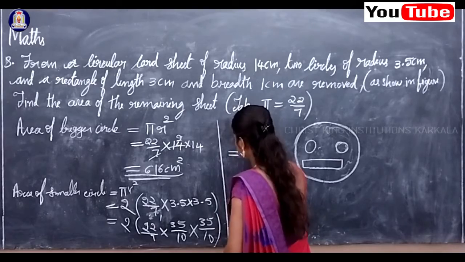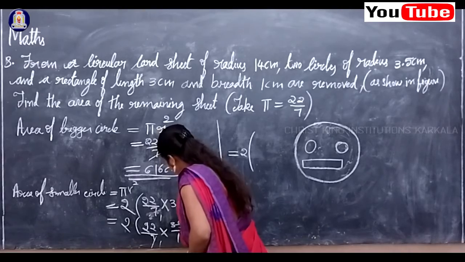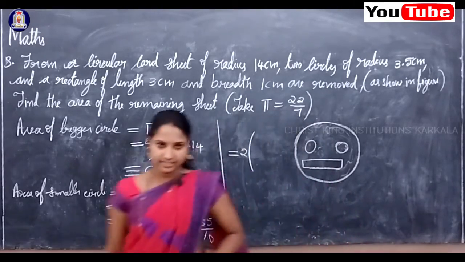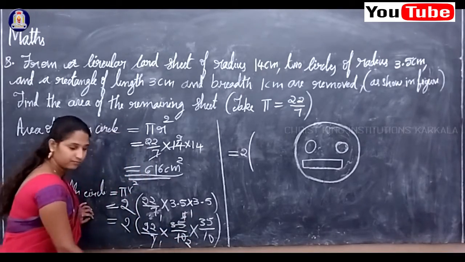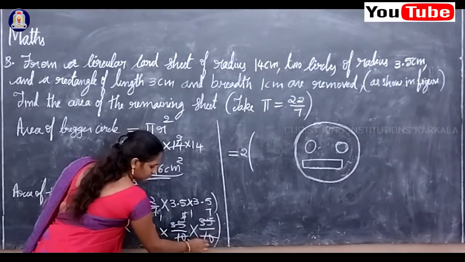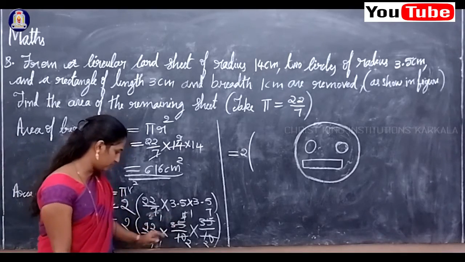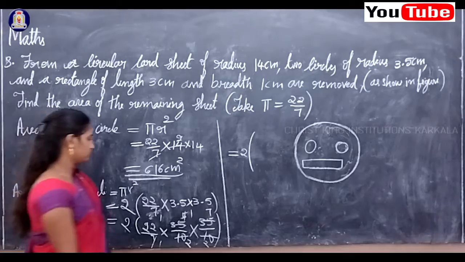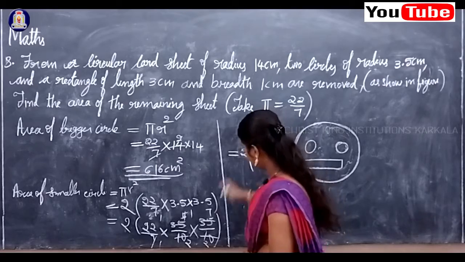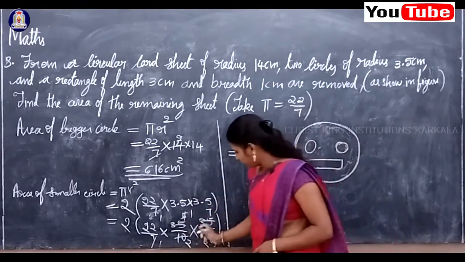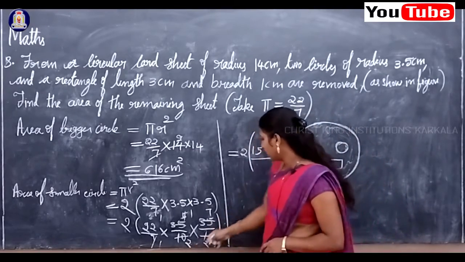So we'll get 2 into 22/7 into 35/10 into 35/10. 7 ones are 7, 5 sevens are 35. 5 ones are 5, 5 twos are 10. So what is remaining here? 22 into 7 in the numerator and the denominator is 2 into 2. 22 sevens are 154. Correct? 7 twos are 14, 1 remaining. 7 twos are 14 plus 1 is 15. So 154 divided by 2 twos are 4.